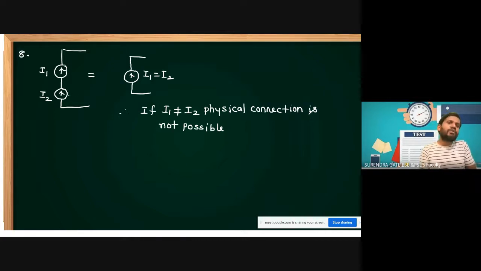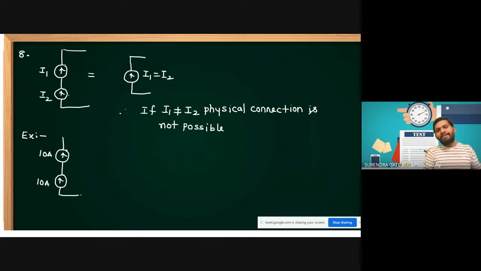Whatever the current in this source, the two currents must be equal. Then only you can replace with a single current source. Otherwise, the physical connection is not possible. See, students, for example, two current sources connected in series. This is 10 ampere. This is also 10 ampere. What is the resultant current, friends? The resultant current is equal to 10 ampere.